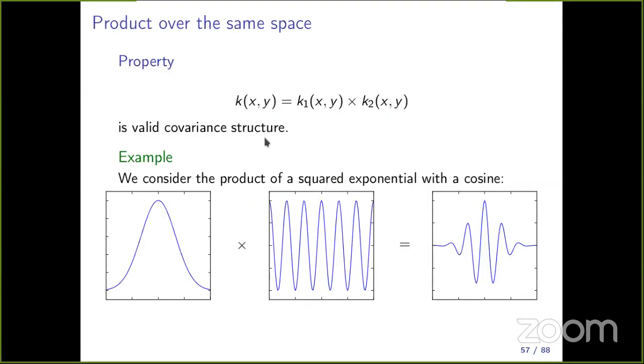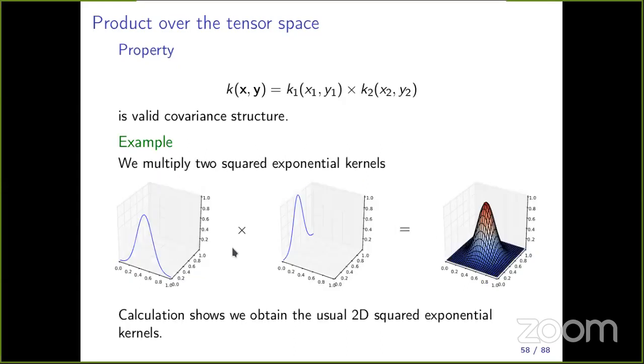Okay, product of covariances. So we can make the product of two covariances. This is still valid. That's an example where we make a quasi-periodic function by multiplying a cosine kernel by a squared exponential. We can also make a product for kernels that are defined over different input spaces. It turns out that for the squared exponential, we recover exactly the two-dimensional squared exponential kernel.